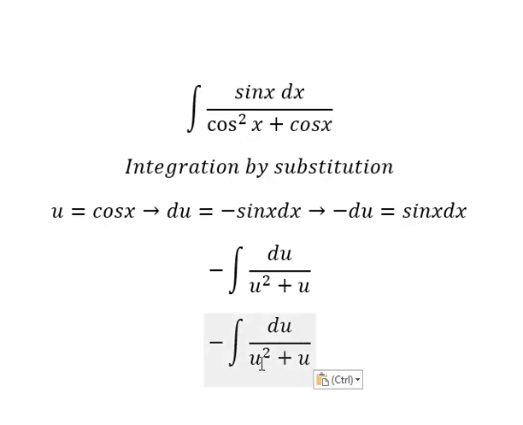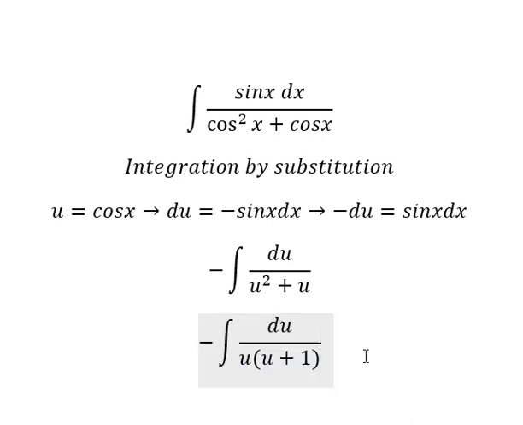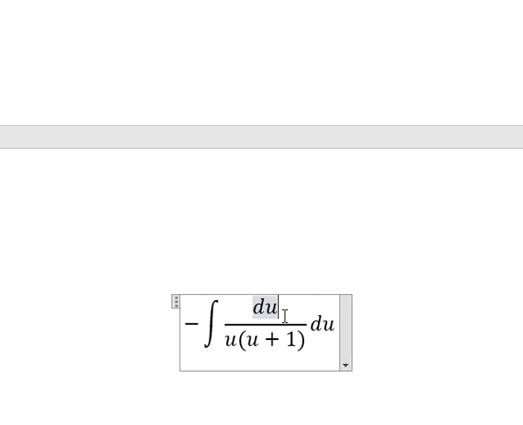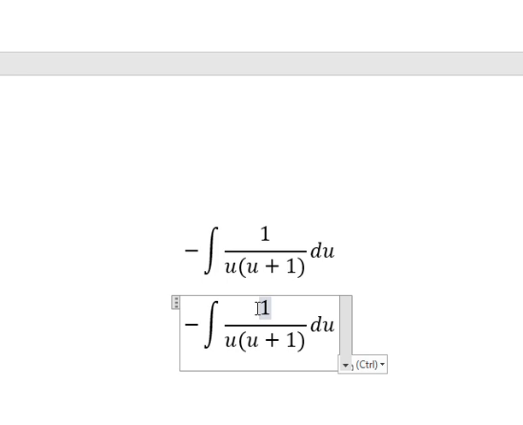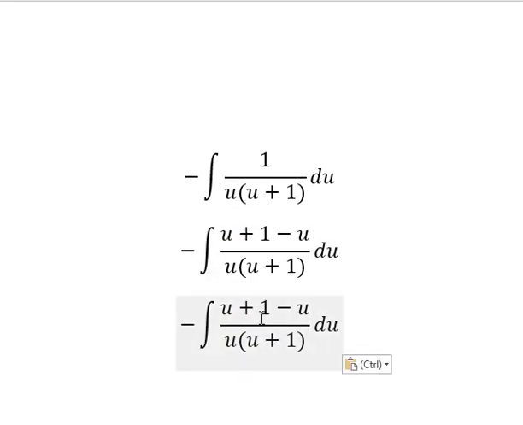So we can do factorization by u. So I will put the u in here. So we need to add u. Later we need to subtract u. So u plus 1 divided by u plus 1, we have number 1. u divided by u, we have number 1.